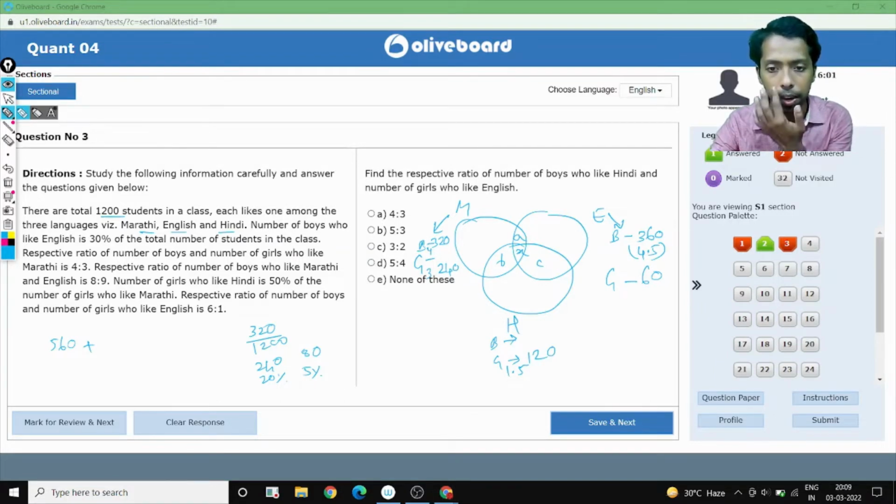Find the respective ratio of the number of boys who like Hindi and the number of girls who like English. So this is 60 and number of boys here. Number of girls who like Hindi, 50% of the number of girls who like Marathi. So this is 560. This is total 560 here. This is total 420, right?